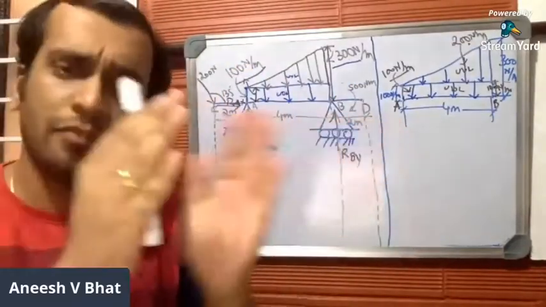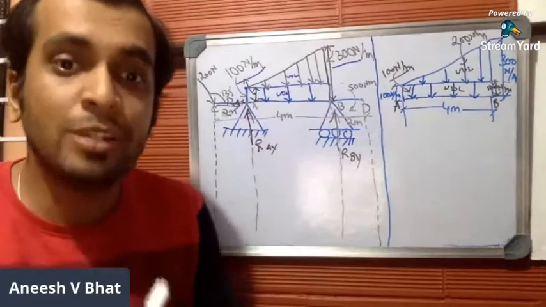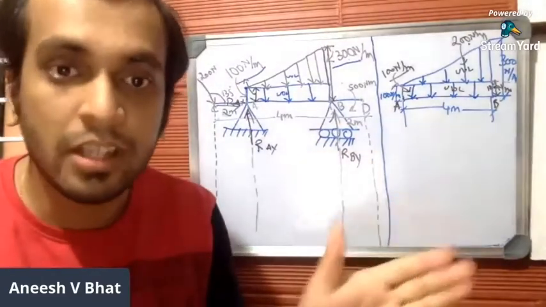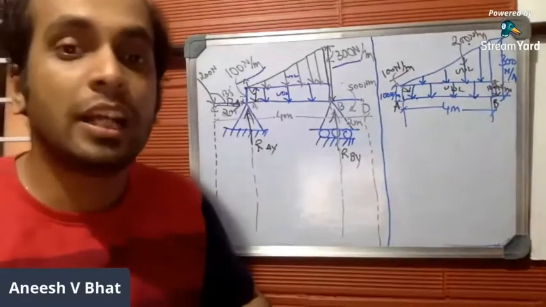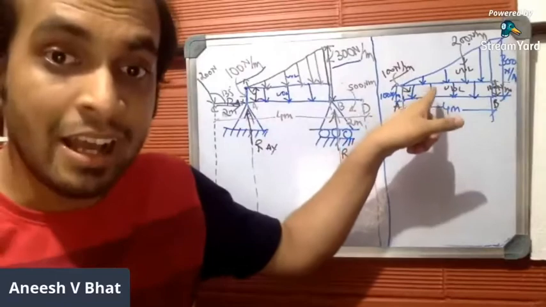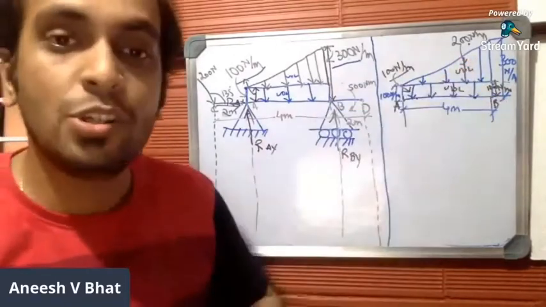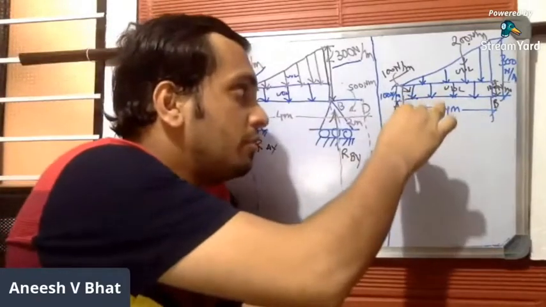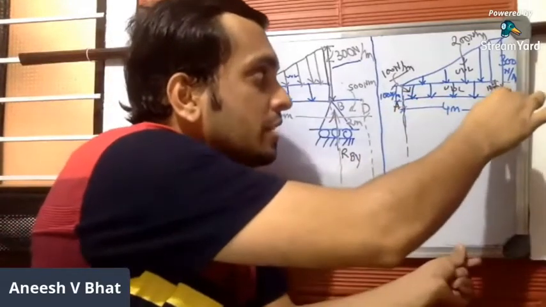Now you have separately divided UDL and UVL. So you have separated both. Done. Once you have separated both, you can convert it back to two point loads: the point load emerging from this UDL and the point load emerging from this UVL. Let us convert. Let me help you to convert. I'm just concentrating on the loading system now.